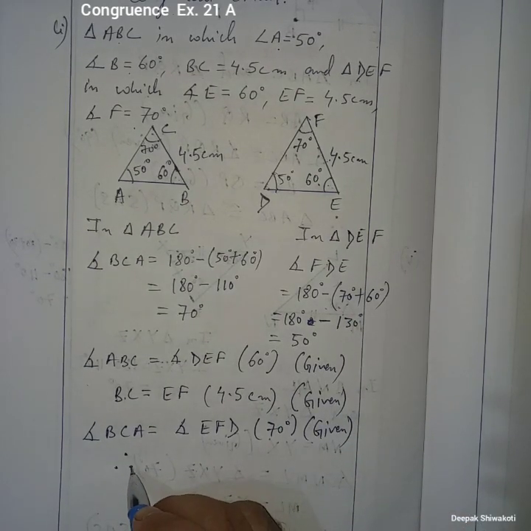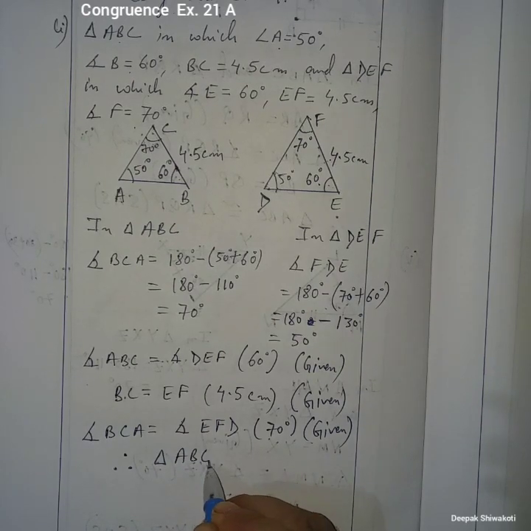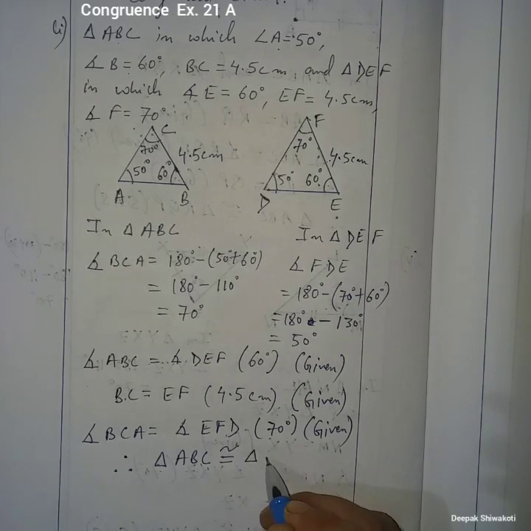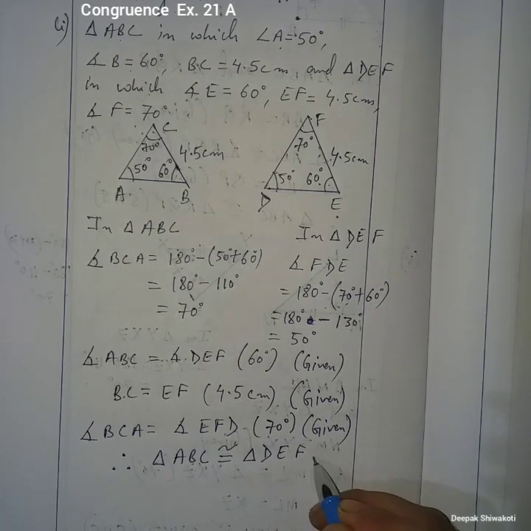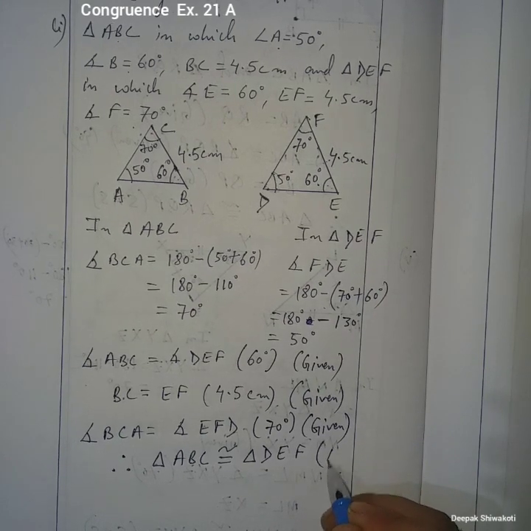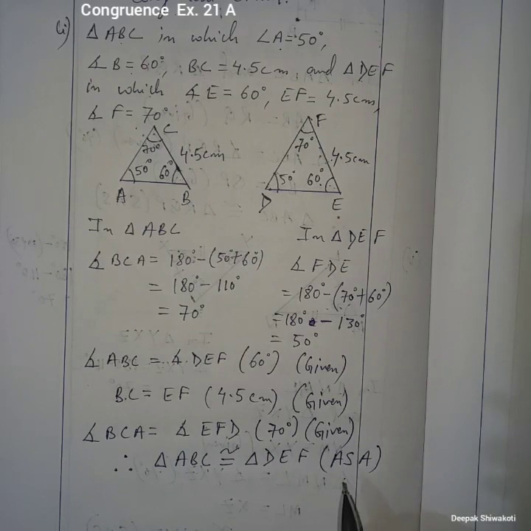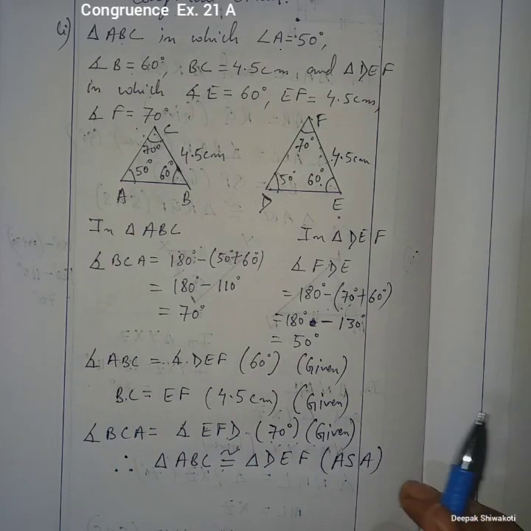Therefore triangle ABC is congruent to triangle DEF. So by ASA, angle side angle condition, we have shown that these two triangles are congruent to each other.